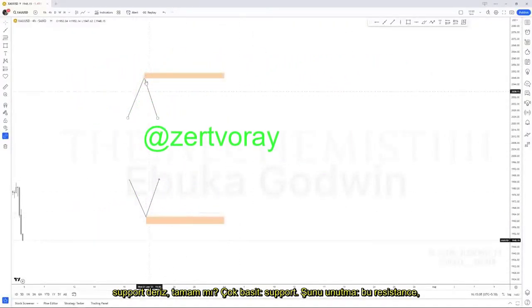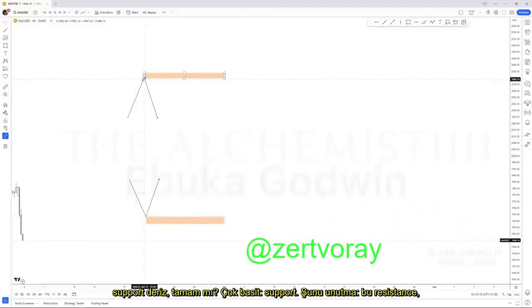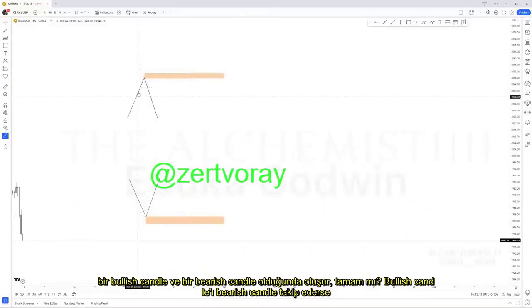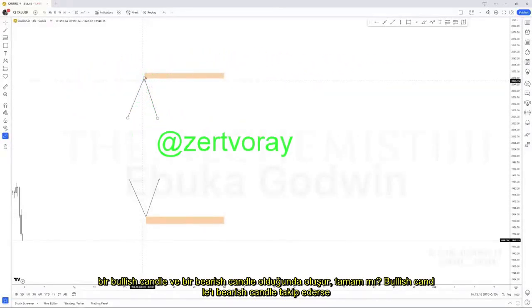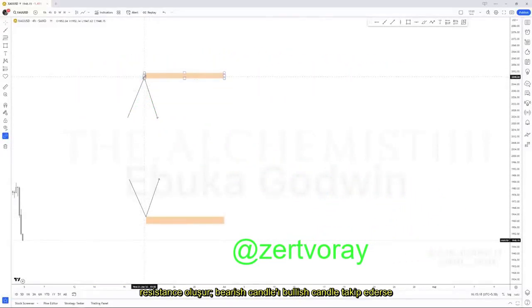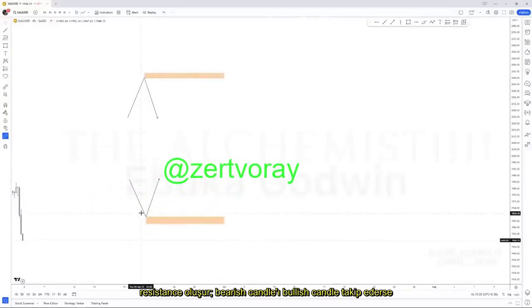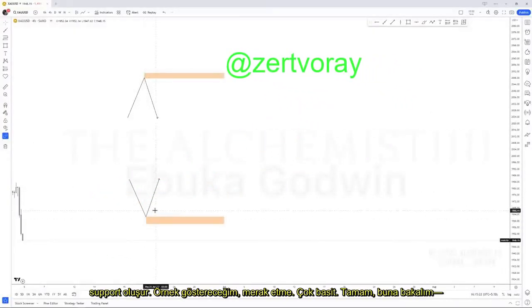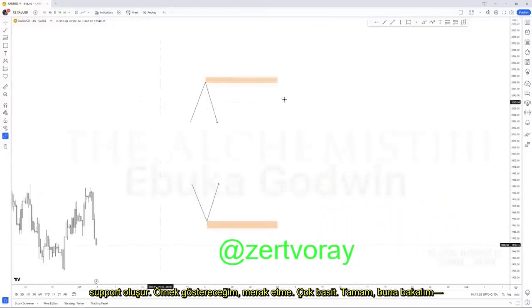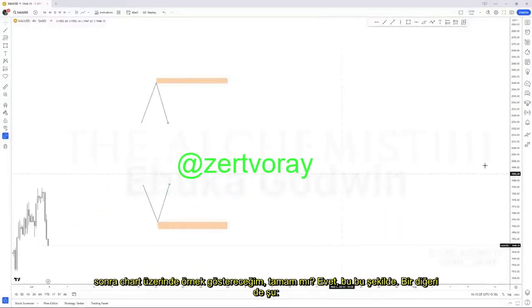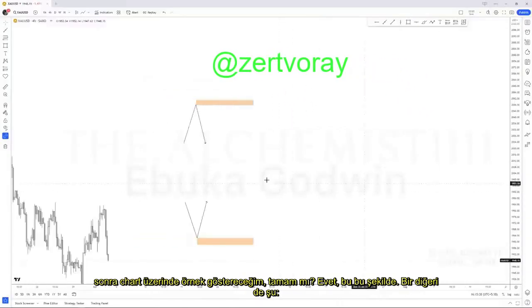Now, remember, this resistance is formed when you have a bullish candle followed by a bearish candle. When we have a bearish candle followed by a bullish candle, we have a support. I'll show you examples, don't worry. Let's go through this and then I'll show you examples in the chart. So yeah, that is that.